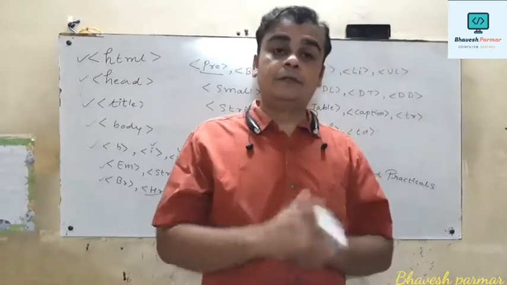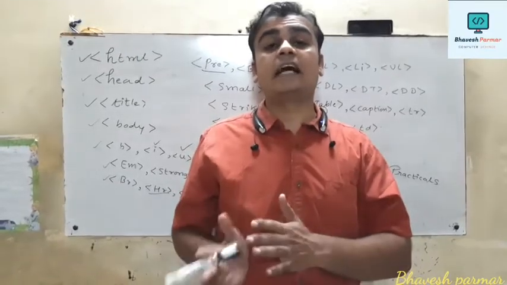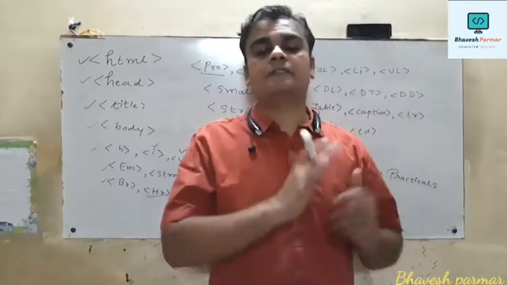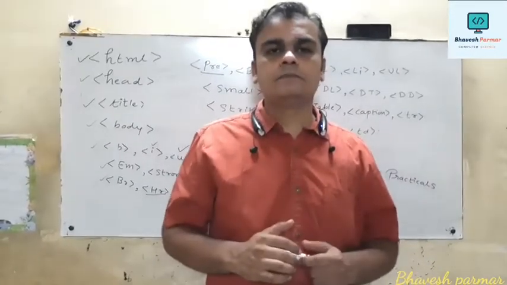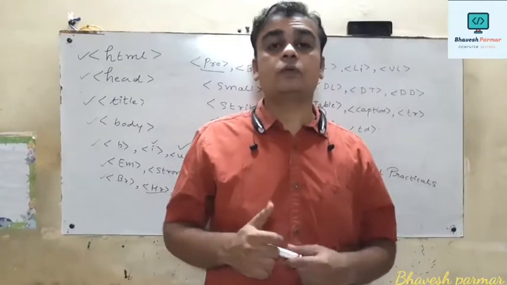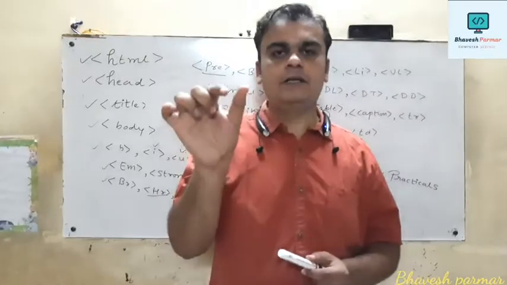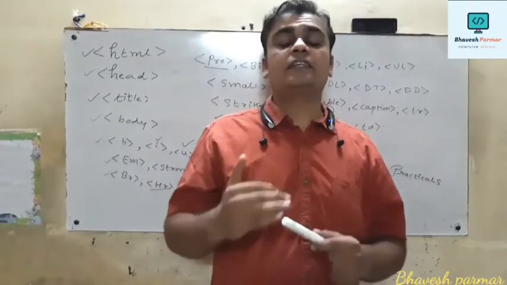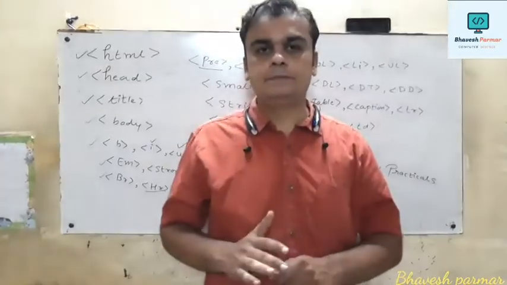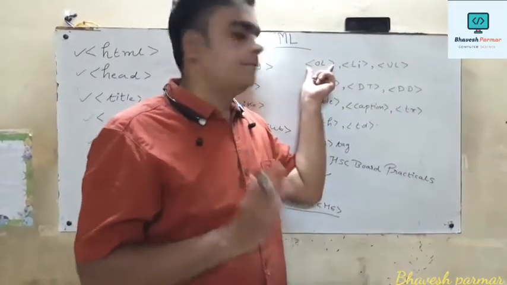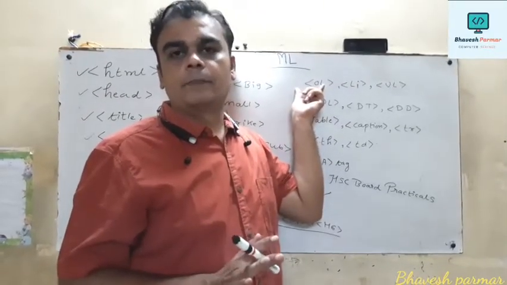And there is one more attribute called start. If we use that start attribute, we can start the list from a given specific number. Suppose I use OL with start equal to 50, then what happens? If I mention many list elements, then when we see the output of this code, it will display 50, 51, 52, 53. So we can start from any number. In that case we use OL and the start attribute. Keep always one thing in your mind, without using the LI tag, the OL tag will not work properly.